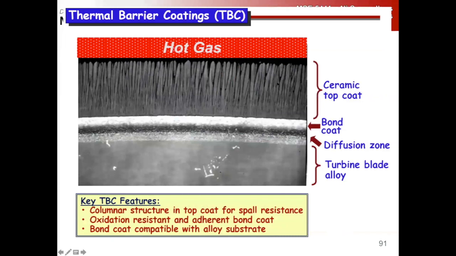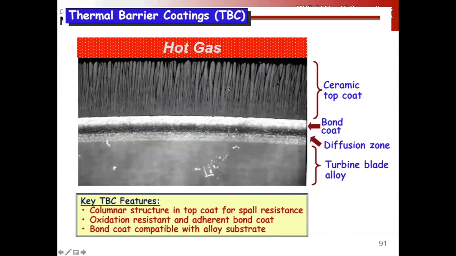But here's your turbine disc. There's a bond coat, which is an aluminide layer, which diffuses into the surface of the nickel superalloy, but has a good match in lattice parameter and coefficient of thermal expansion with the zirconia, right? This is yttria stabilized zirconia, YSZ, typically about 7% yttria.